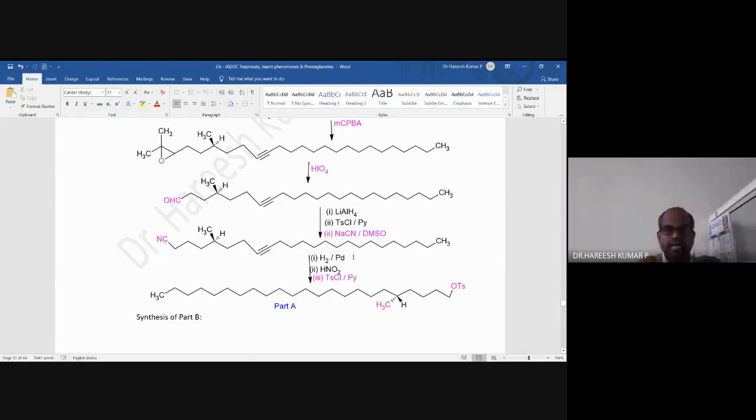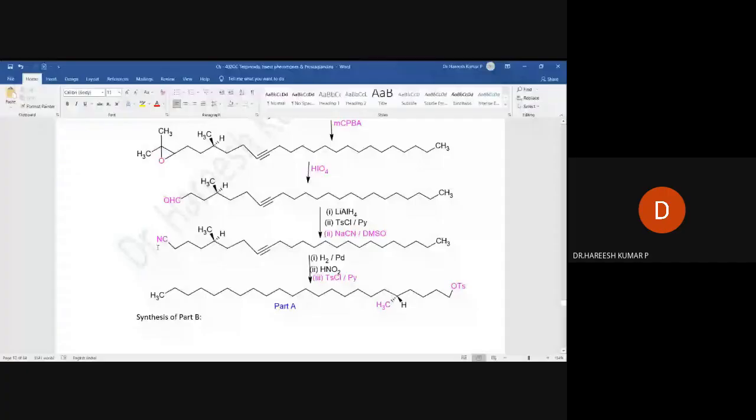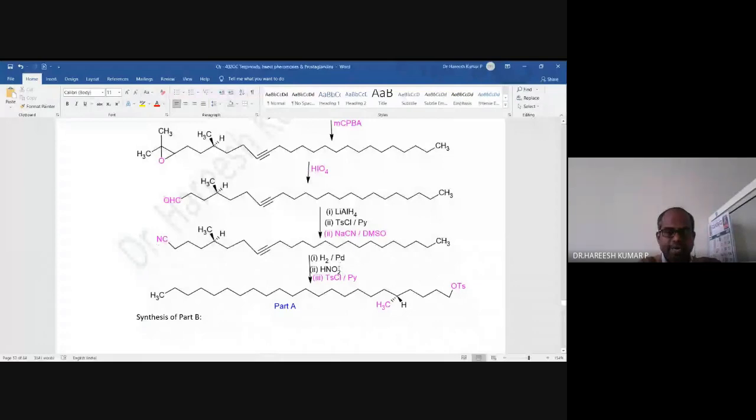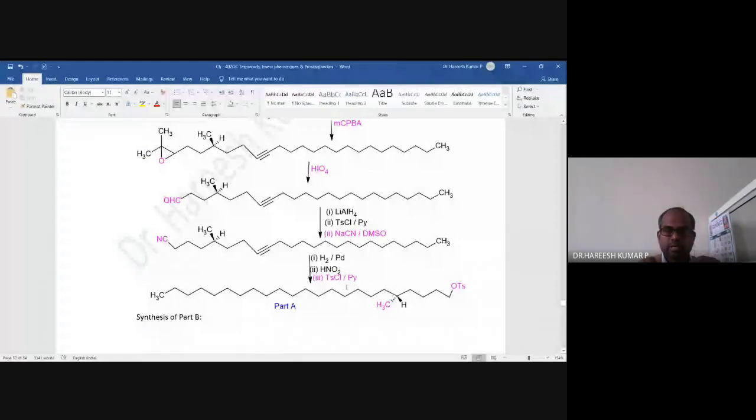okay, here it's not Lindlar, it's hydrogenation. So hydrogenation, and then what is there here? CN is there, and you know that hydrogenation can also occur to CN. That means CN is converted into primary amine. The obtained primary amine was treated with nitrous acid. HNO2 is called nitrous acid. What it will do? It will convert a primary amine into diazonium salt. That diazonium salt is converted into tosylate. So this is how the part A is obtained.